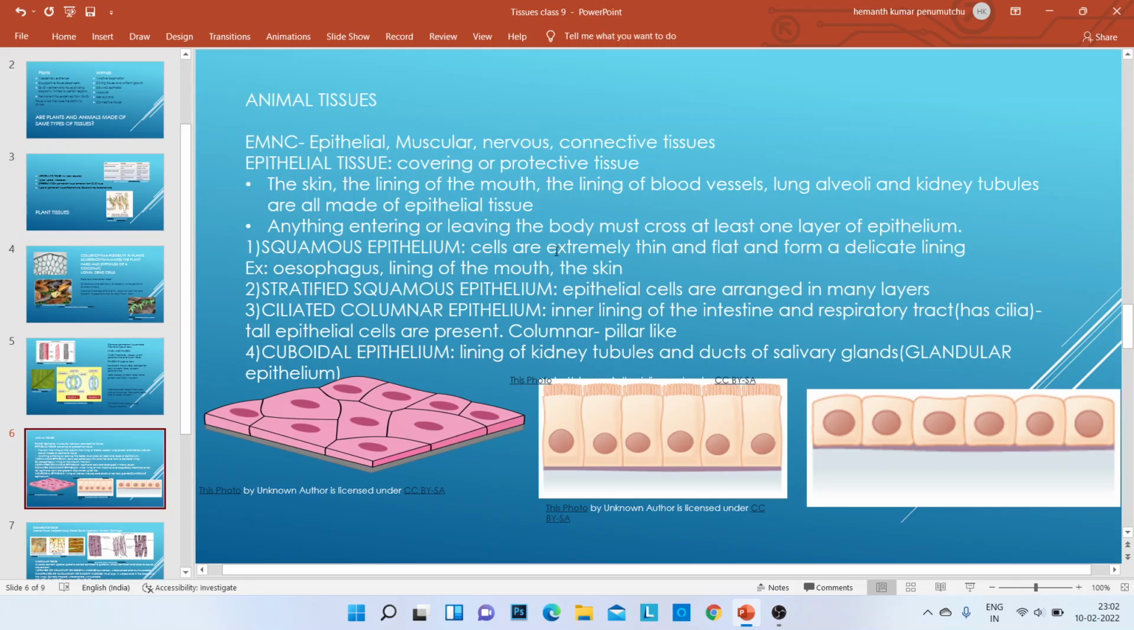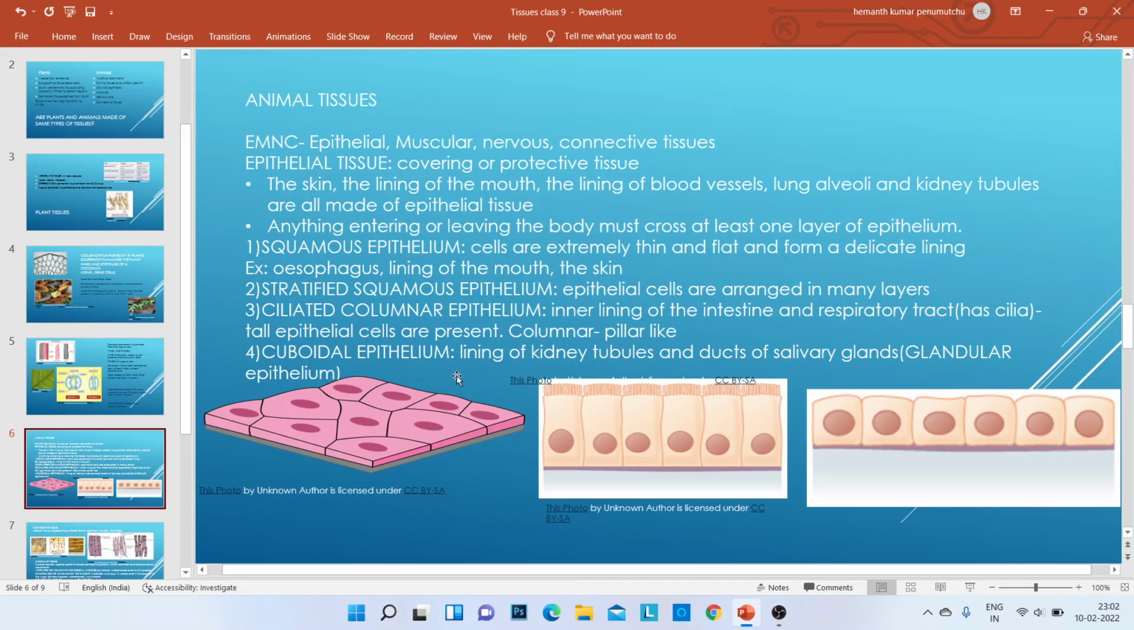So extremely thin and flat and form a delicate lining. This kind of epithelium is called squamous epithelium. This is squamous epithelium, and squamous epithelium can be seen in the esophagus, lining of the mouth and the skin. You can see squamous epithelium.